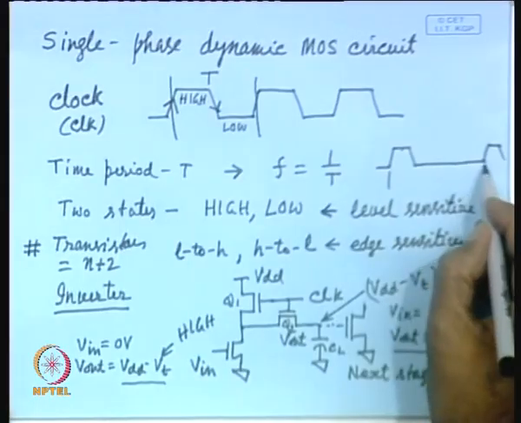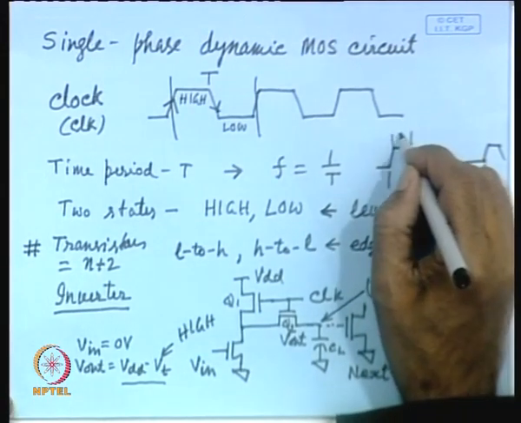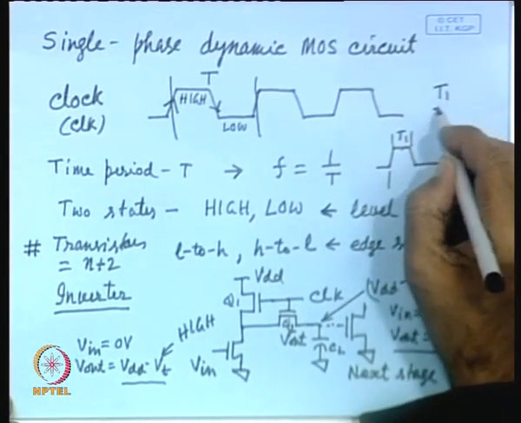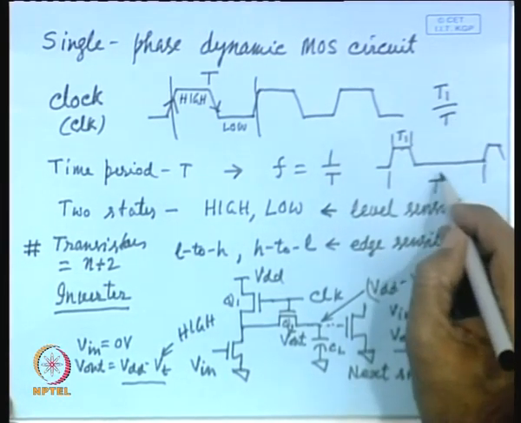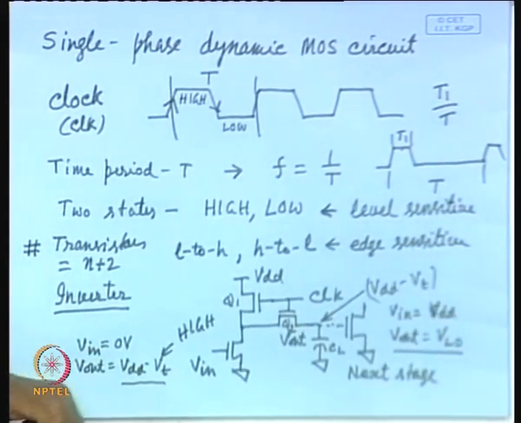So, this is the time period T and let us assume this is T1. So, power dissipation will be dependent on the ratio of T1 by T, and if T1 is small compared to T, then power dissipation will be smaller.